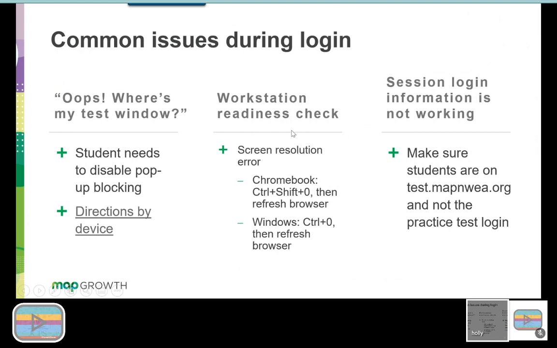Jefferson County is also working on putting a policy in place to prevent that from occurring on JCPS issued devices. So hopefully some of that's eliminated. Screen resolution error with a Chromebook, same as it is in brick and mortar. Control-Shift-0 and refresh the browser. That's what most students are going to be experienced with. However, if they're on a different kind of device or an iPad, it looks a little different.